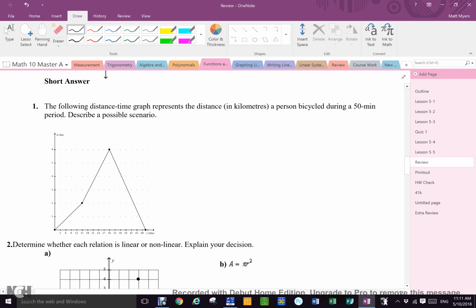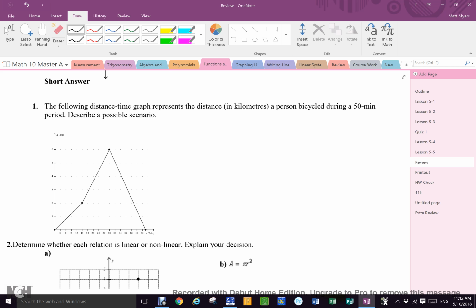Represents a distance time graph. Represents the distance in kilometers a person bicycled during a 50-minute period. First of all, what's wrong with that? What's wrong with that sentence? Something intelligent. What is wrong with that sentence? Distance cannot be going backwards.